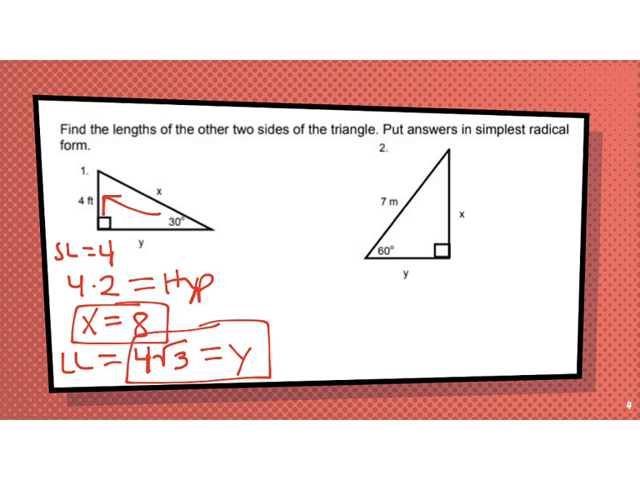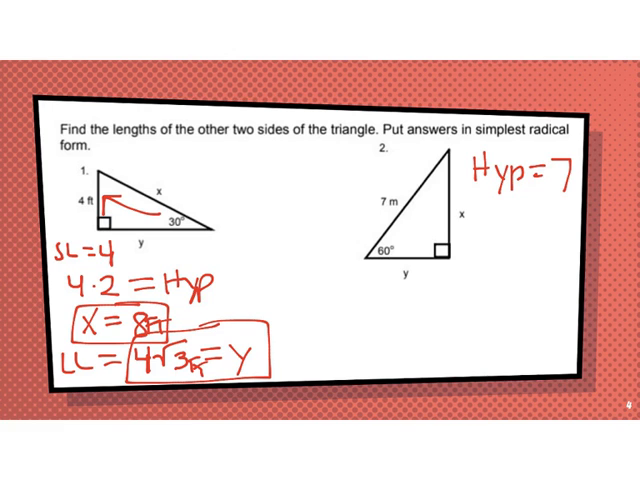Let's go ahead and do one where we have the hypotenuse. So this time, our hypotenuse equals 7. And let's put units on these two, feet and feet. So if we go ahead and figure out the short leg first.